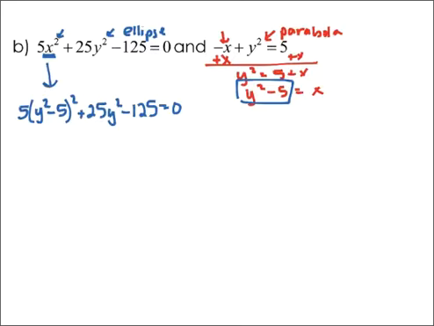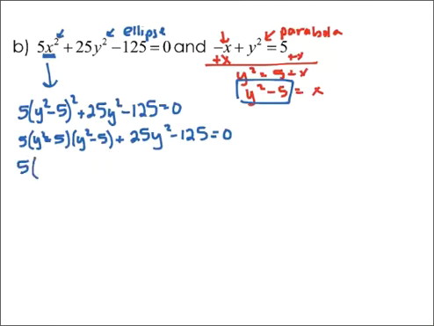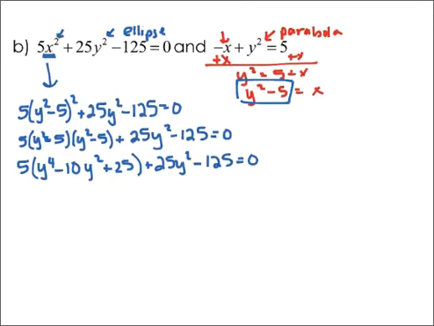All right, first I'm going to have to FOIL out the y squared minus 5. I'll write it out twice first and then I'll go ahead and FOIL it. Now I'm doing y squared times y squared, so I'm going to get y to the 4th. Minus 5y squared minus 5y squared will give me minus 10y squared. Negative 5 times negative 5 is plus 25. Next I need to distribute this 5 to everything.